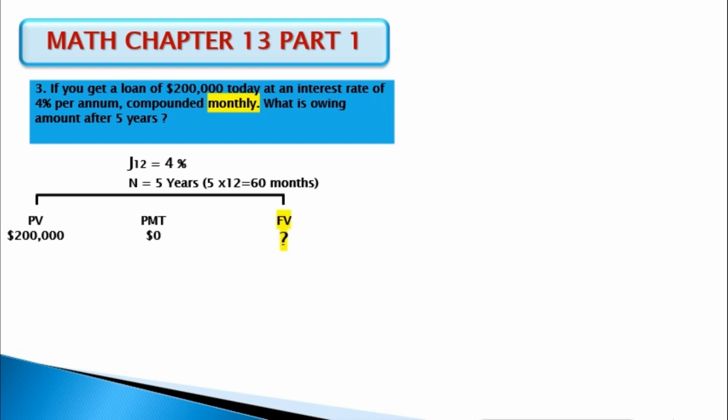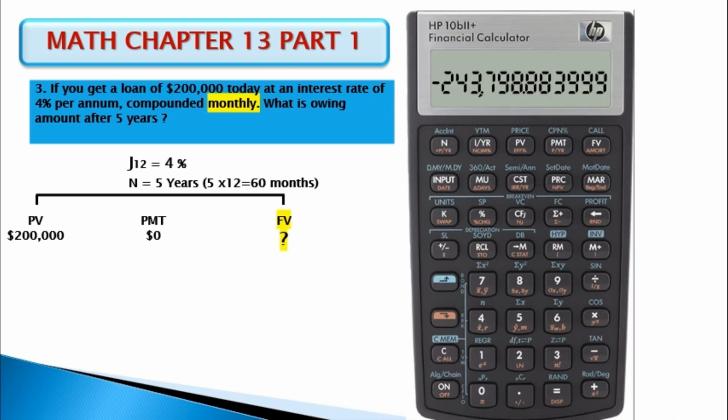So let's bring in the financial calculator. The first thing we do is clear the calculator, and 12 for the compounding periods, and 4 for the nominal interest rate. See, I'm going much faster.